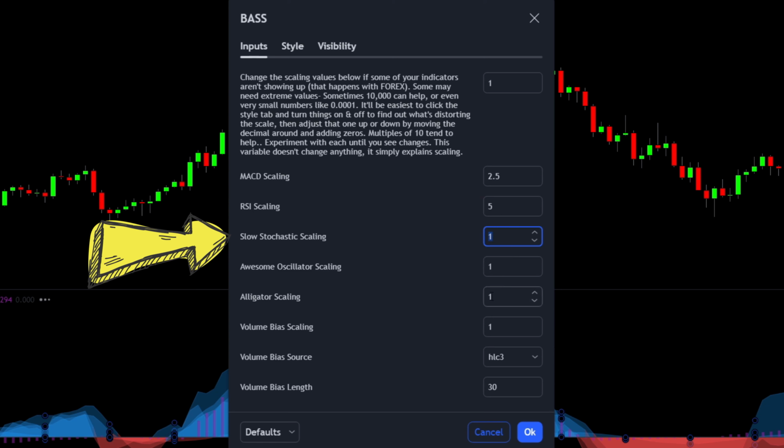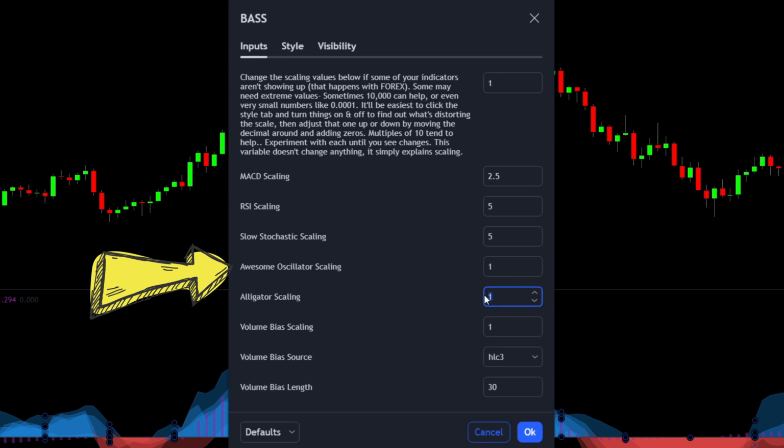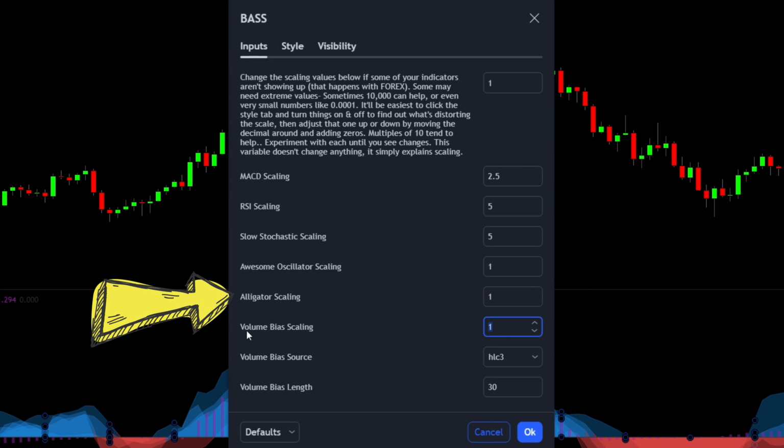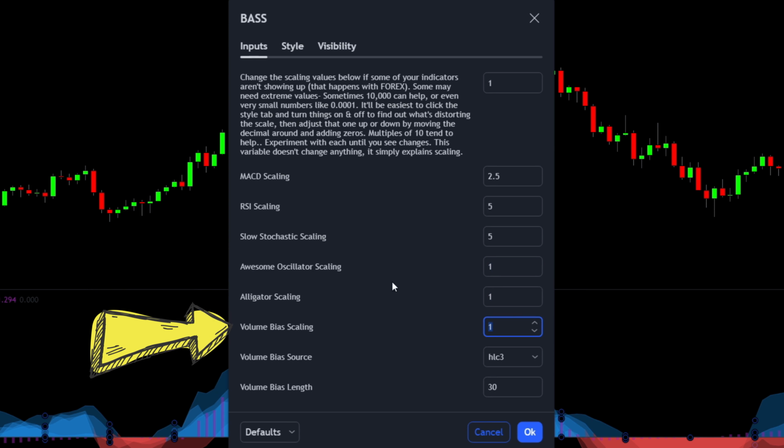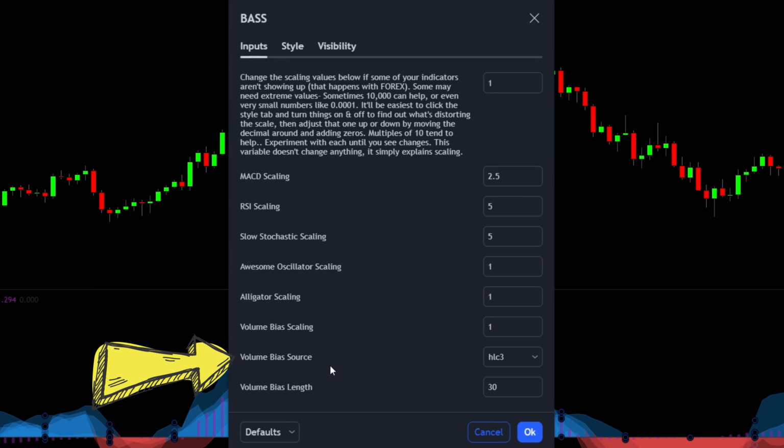We also have the slow stochastic, which we can go for 1. And in this case, we can actually keep the awesome oscillator at 1, the alligator at 1, and the volume bias here at 1. We also have the volume bias source, and you can see that the standard here is high, low, close 3. This one you can use. Personally, however, I do prefer to use the open, high, low, close 4, which takes into account all the points on the candle. So I'm going to show us the OHLC4 here.